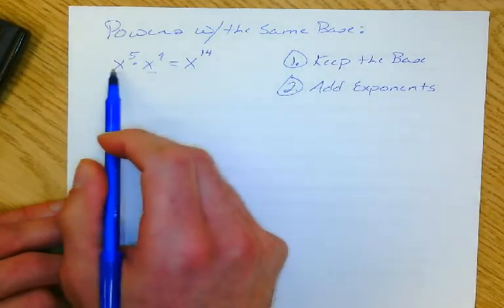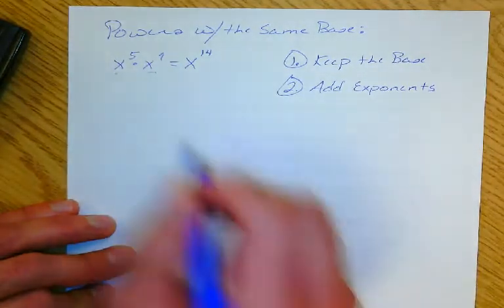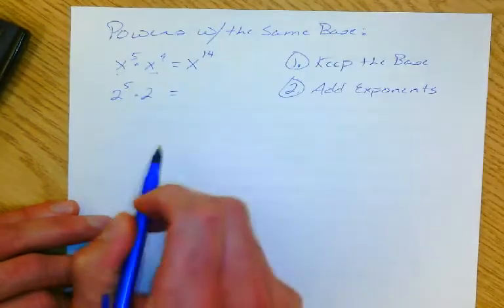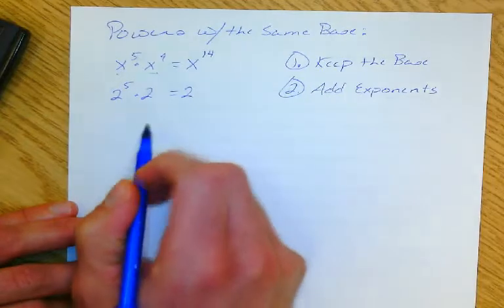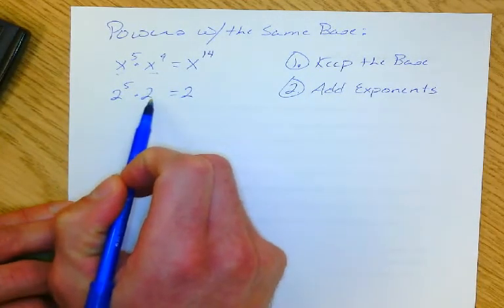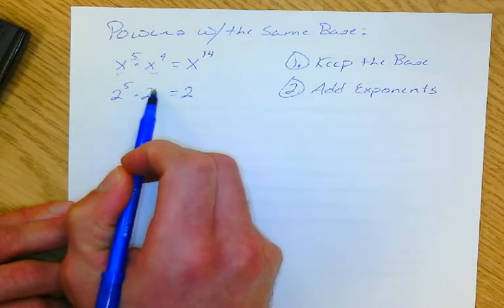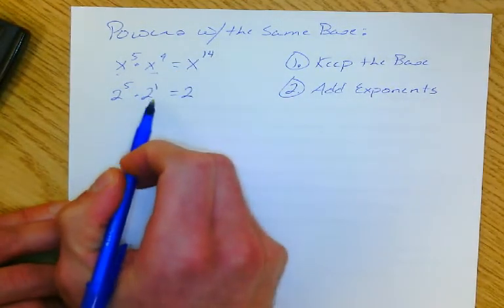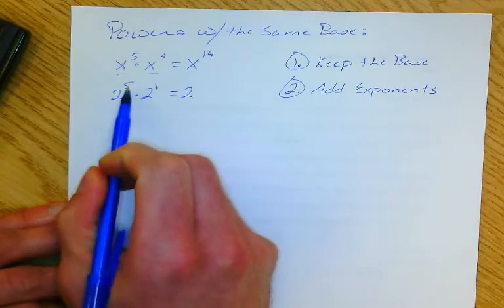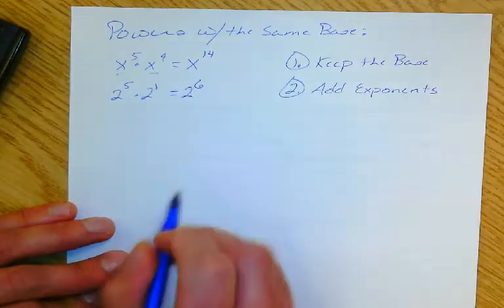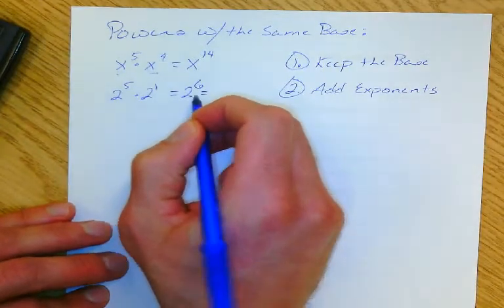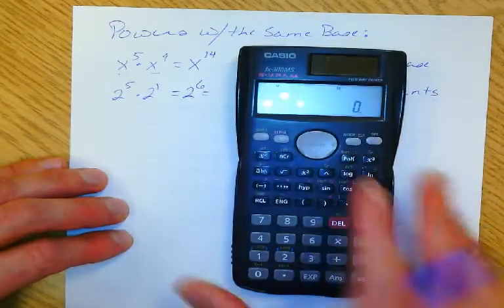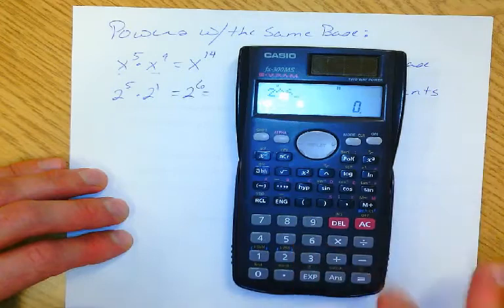Now, you're not always going to see variables as the bases. You might see integers like 2 to the 5th times 2. So we have a common base of 2. We are going to add the exponents. I've got an exponent of 5, but I don't see an exponent next to that 2. What is it? It's a 1. Remember, if you don't see an exponent, there's an invisible exponent of 1. 5 plus 1 is 6. So that's 2 to the 6th. We could simplify that with our calculator, or just 2 times 2 times 2, 6 times. We could do 2 caret 6, and that gives us 64.